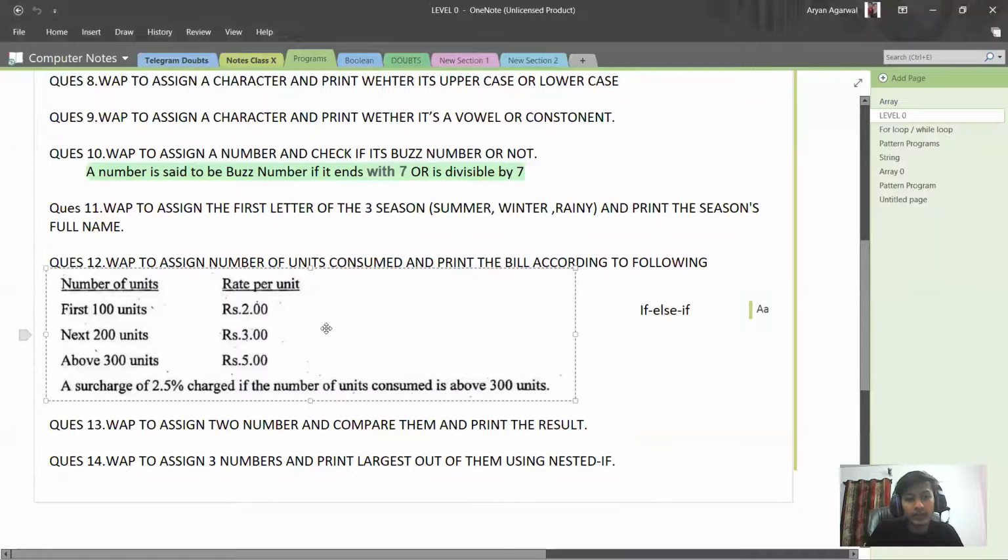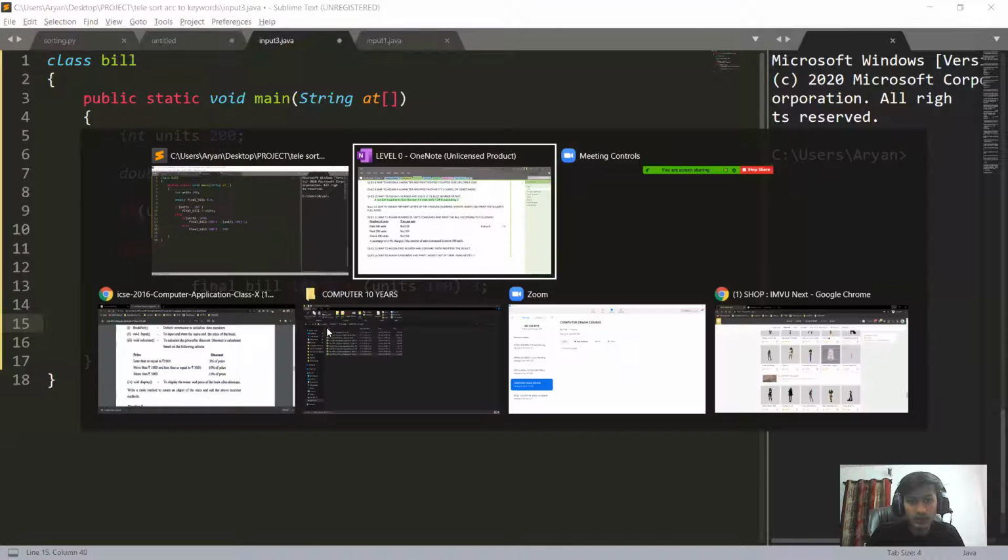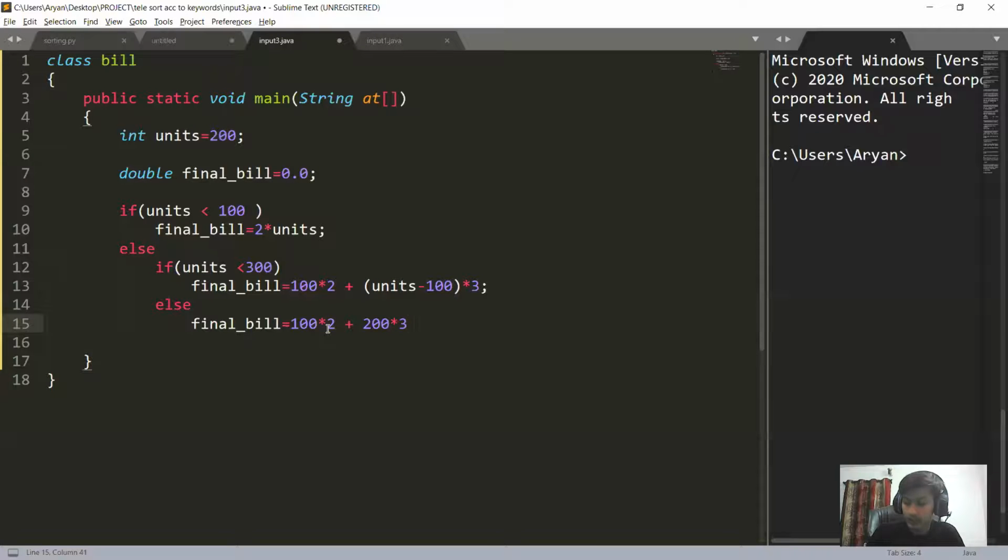If our units are above 300, then the rate per unit is 5. Therefore, the first 100 units are charged at rupees 2. The next 200 units are charged at rupees 3. But the leftover units, the total number of units minus the 300 units that were already consumed, will be units minus 300, charged at rupees 5, right?